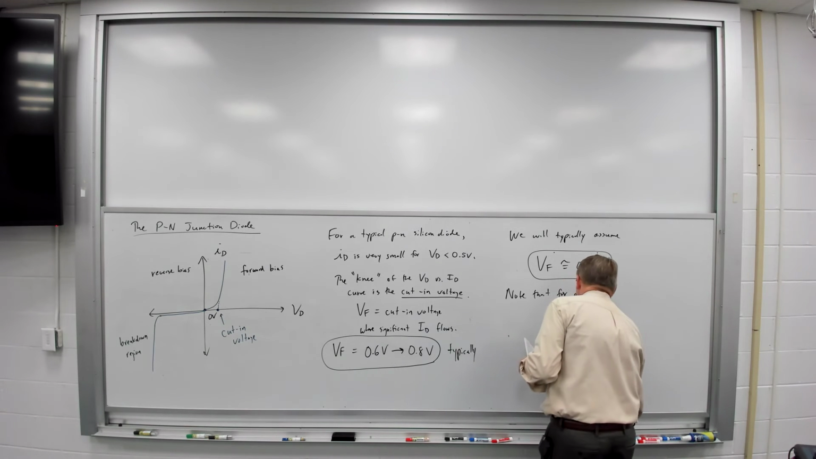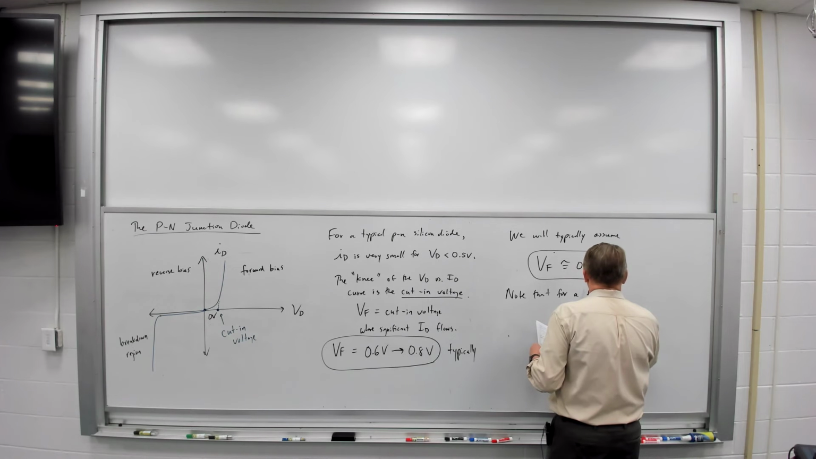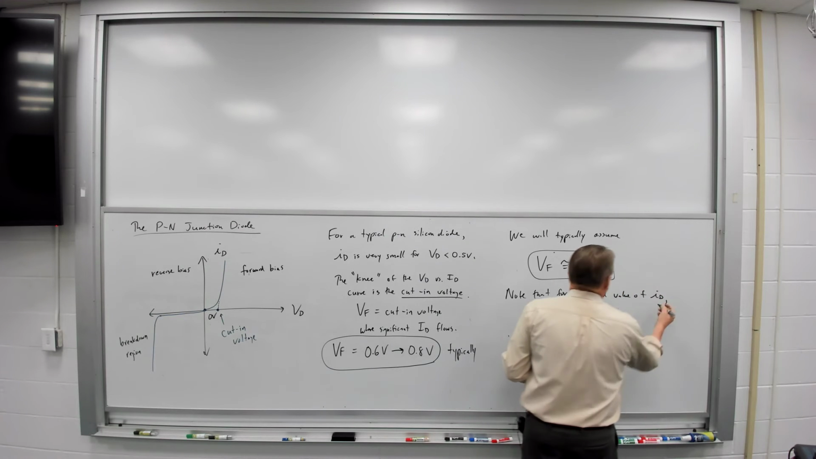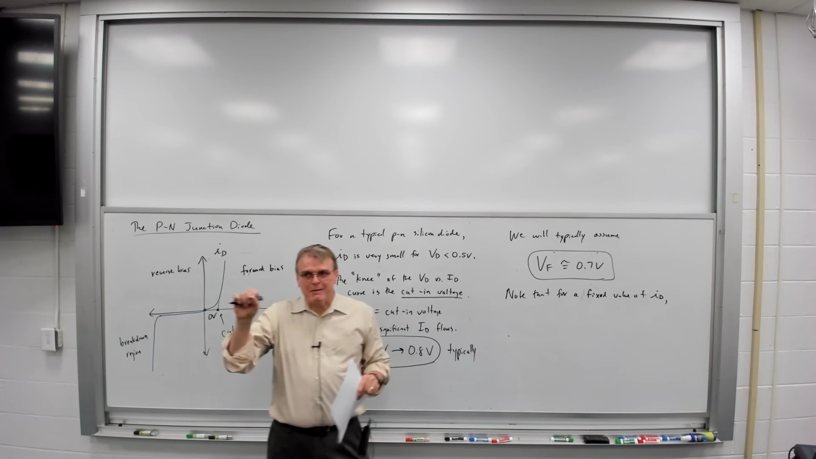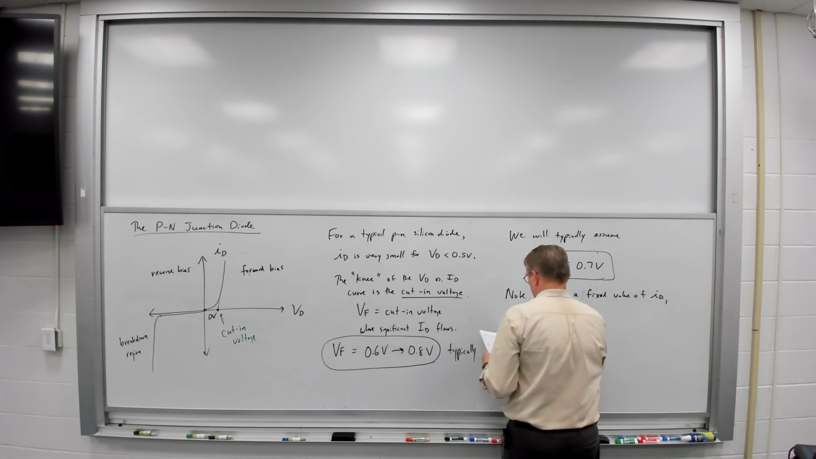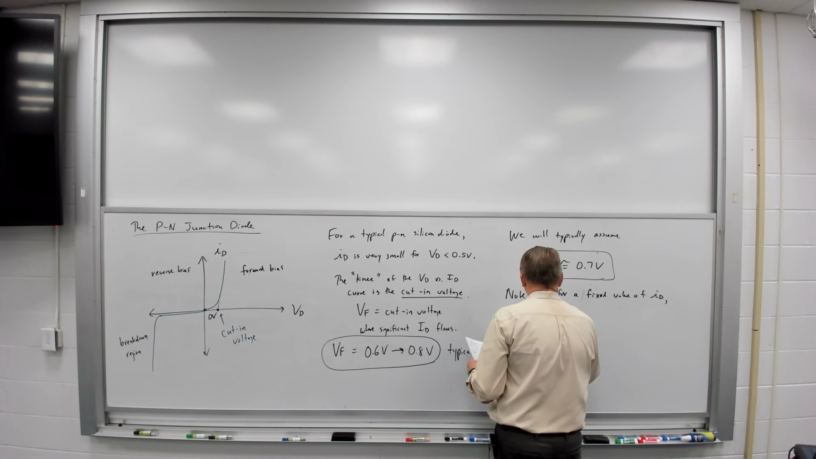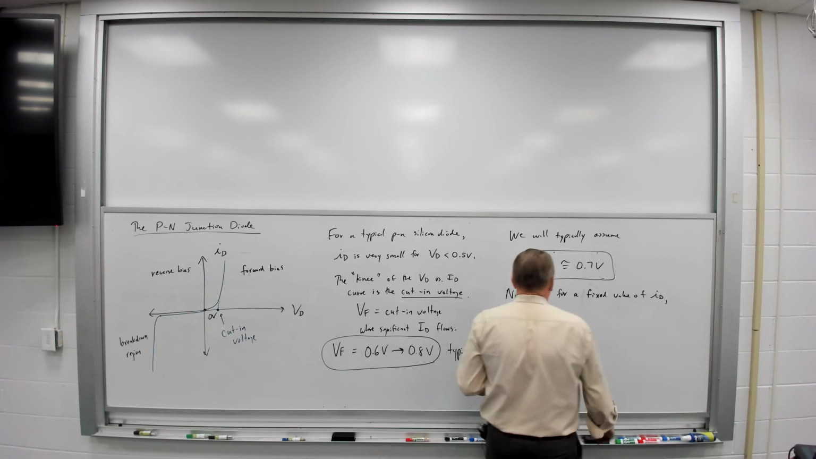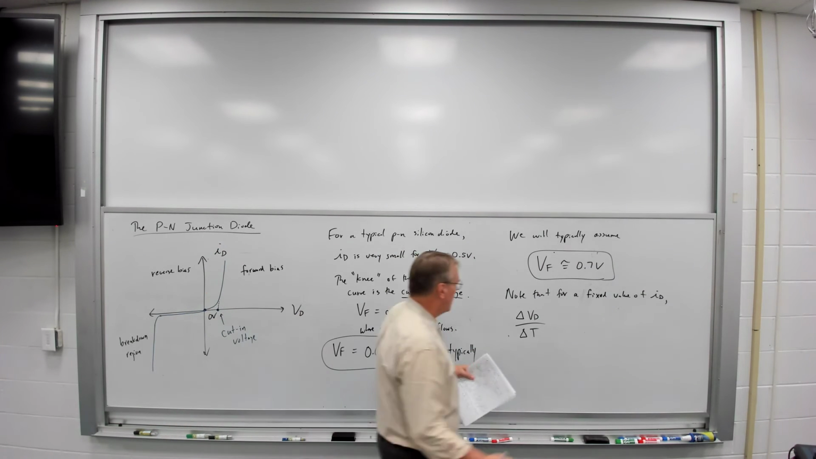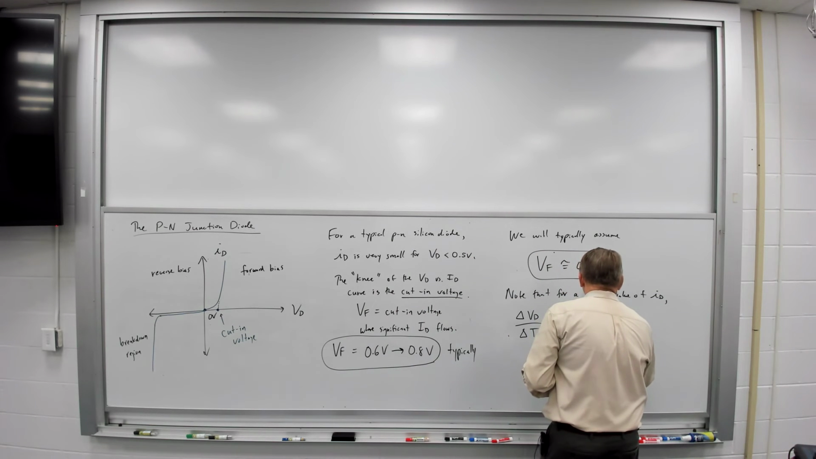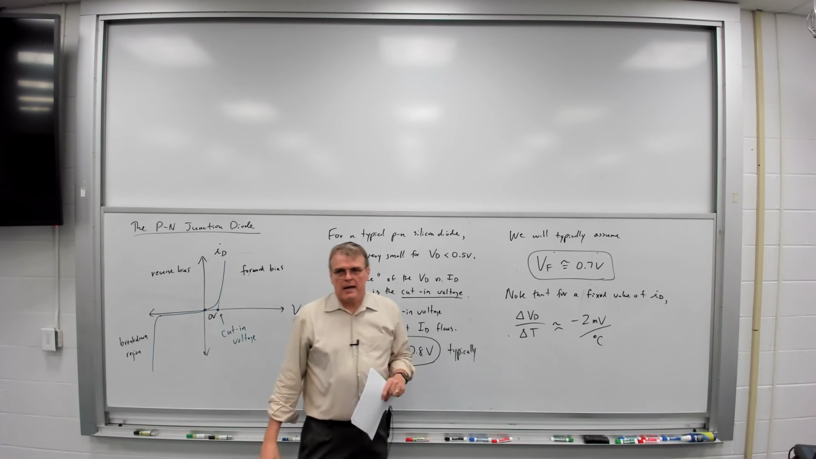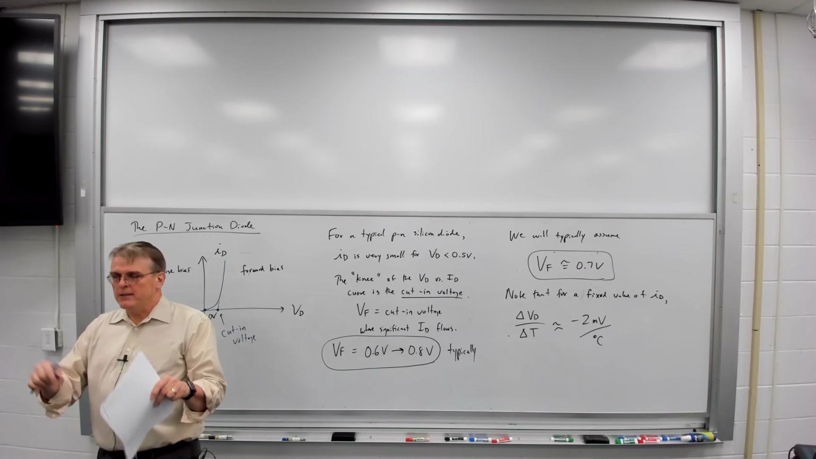For a fixed value of ID, so if I have a diode and I put a specific amount of current and keep that current constant, what I will find is this. The change in the diode voltage with respect to temperature will be approximately minus 2 millivolts per degree C. And that is due to the temperature-dependent terms in the diode equation.